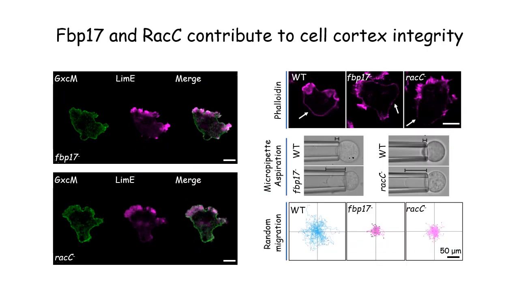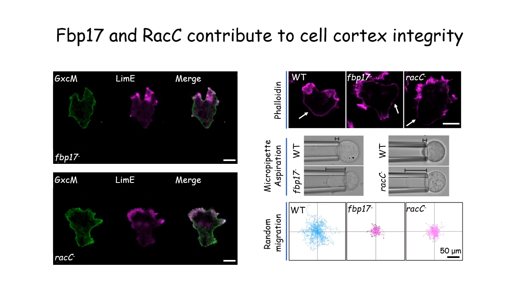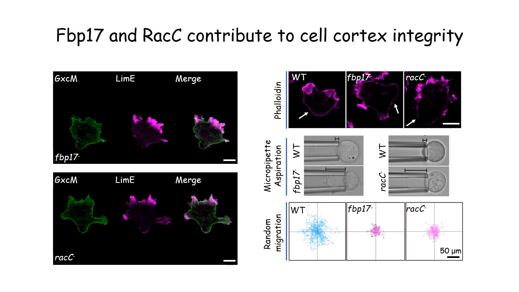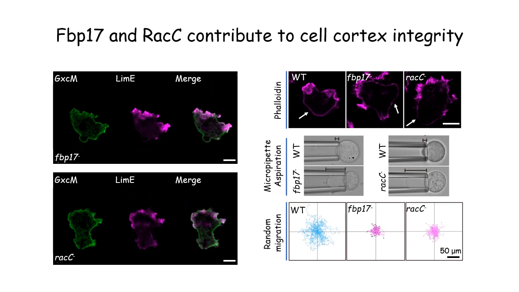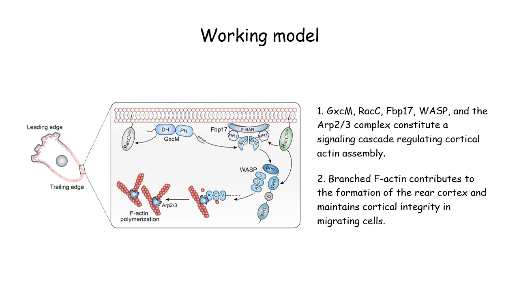Depletion of either Fbp17 or RacC blocks the function of GxcM, causing strong defects in cortical integrity and cell migration. In this study, we delineate a signaling cascade responsible for polarized assembly of cortical actin and maintenance of cortical integrity. This F-actin pool is critical for cell migration and division.